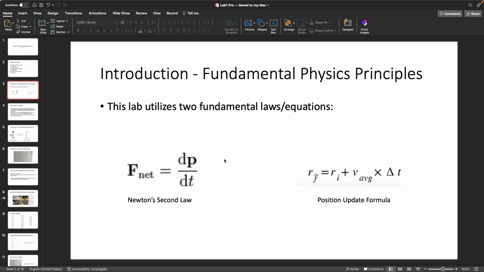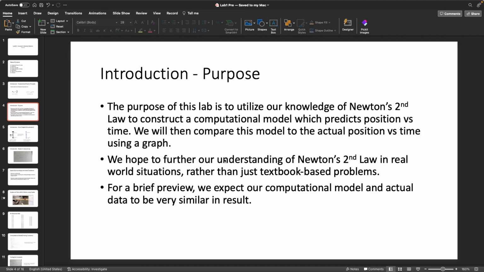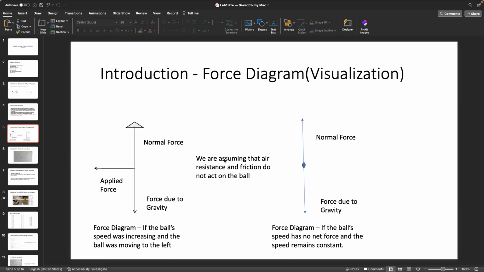So first we have to utilize two fundamental laws and equations, Newton's second law and the position update formula, as shown. The purpose of this lab is to utilize our knowledge of Newton's second law to construct a computational model which predicts position versus time. We will then compare this model to the actual position versus time using a graph. We hope to further our understanding of Newton's second law in real-world situations, rather than just textbook-based problems.